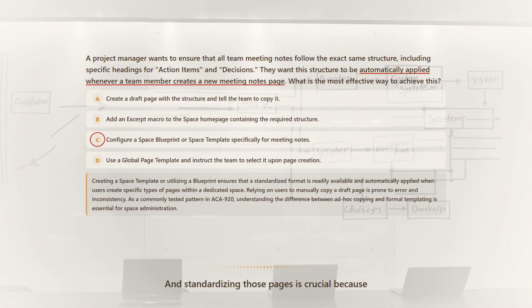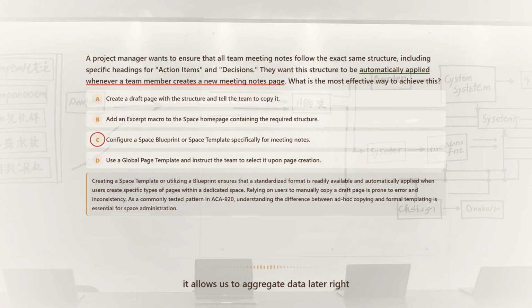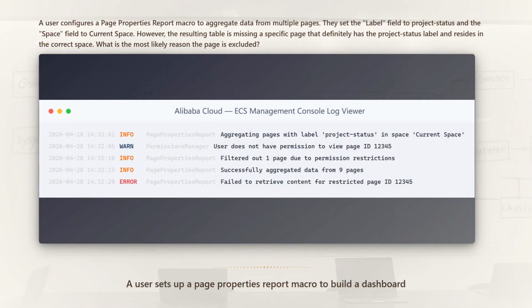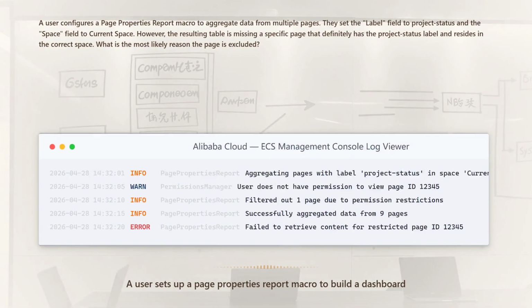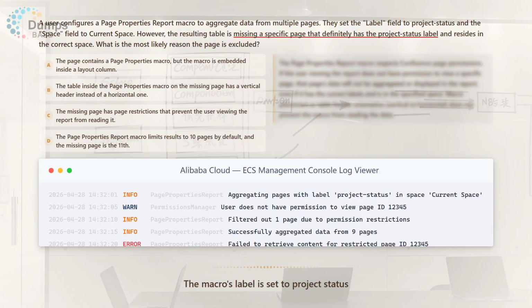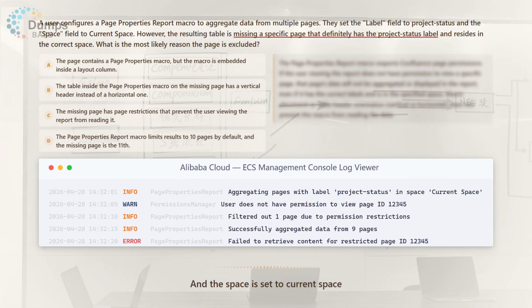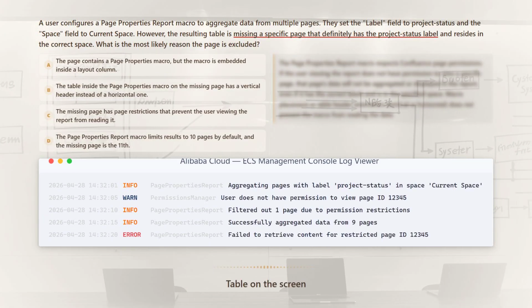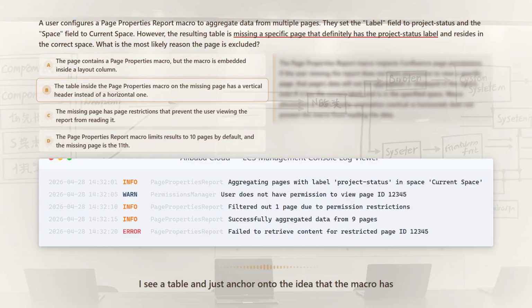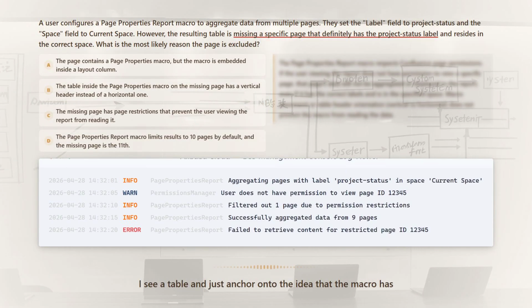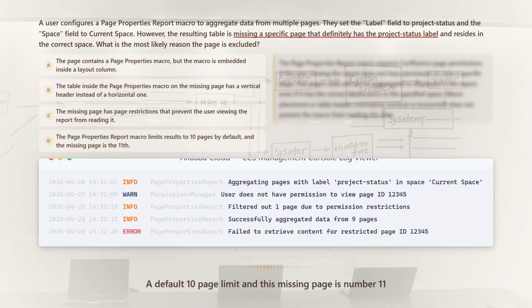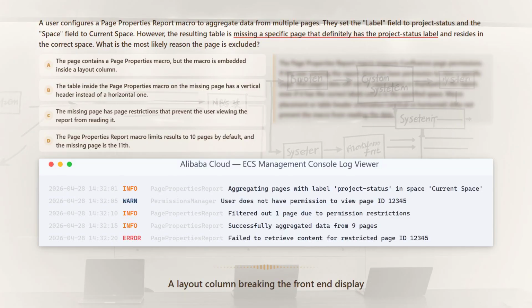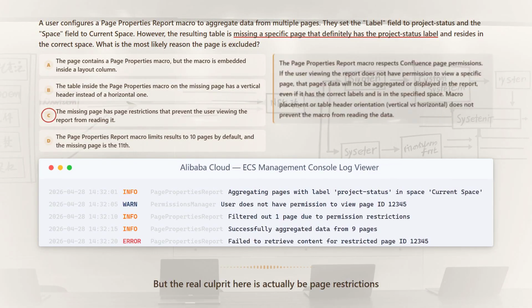And standardizing those pages is crucial because it allows us to aggregate data later, right? But what happens when that aggregation fails? Good question. Let's say a user sets up a page properties report macro to build a dashboard. The macro's label is set to project status, and the space is set to current space. Okay, I'm with you. But one specific page with that exact label is completely missing from the rendered table on the screen. My immediate thought is pagination. I see a table and just anchor onto the idea that the macro has a default 10-page limit and this missing page is number 11. I get that. Or some might suspect the macro is embedded incorrectly inside a layout column, breaking the front-end display. But the real culprit here is actually the page restrictions.